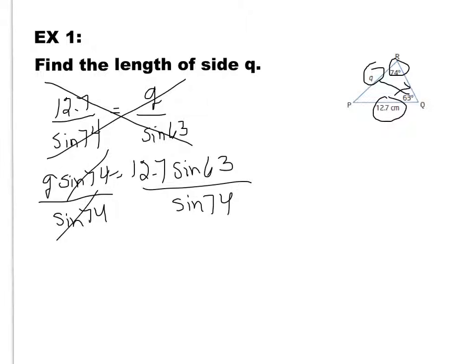Sine 74 is canceling out with sine 74. So Q is 12.7 sine 63 divided by sine 74, which is going to give you approximately 11.8 centimeters.